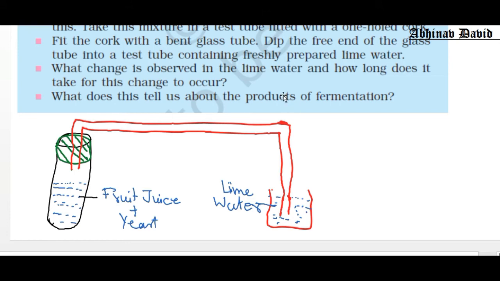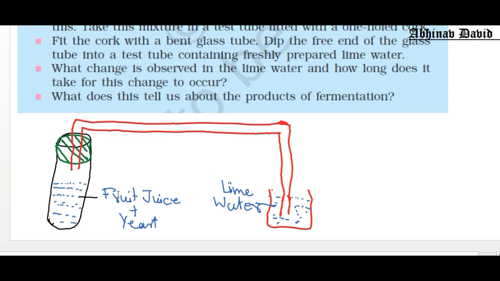Now in both the cases, in activity 6.1 also we have seen, we have to take freshly prepared lime water. Here also we have seen that we have to take freshly prepared lime water. Okay, now why we have to take freshly prepared lime water, I will tell you later on. Now, what change is observed in the lime water and how long does it take for this change to occur?